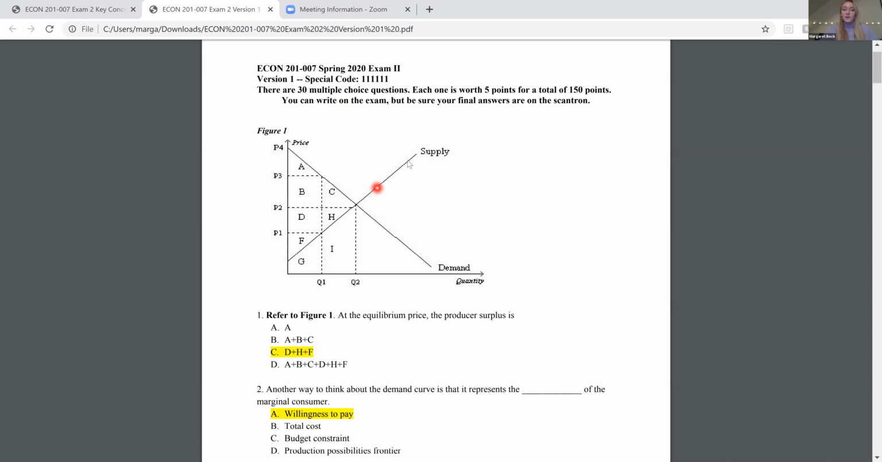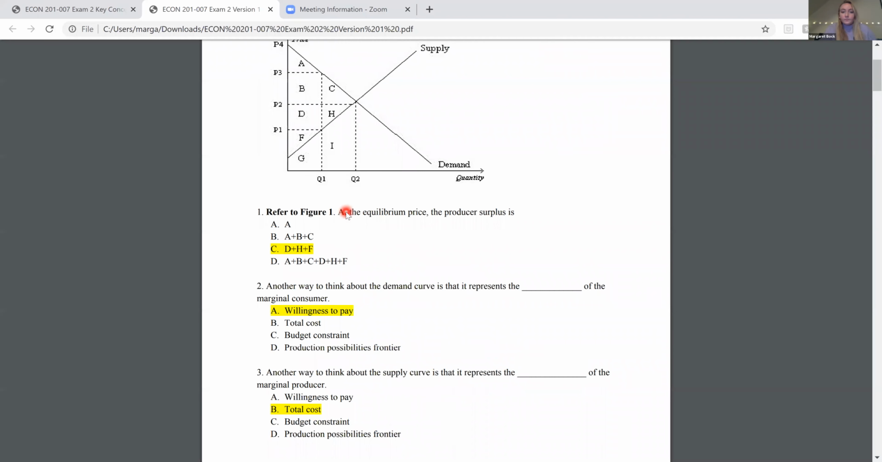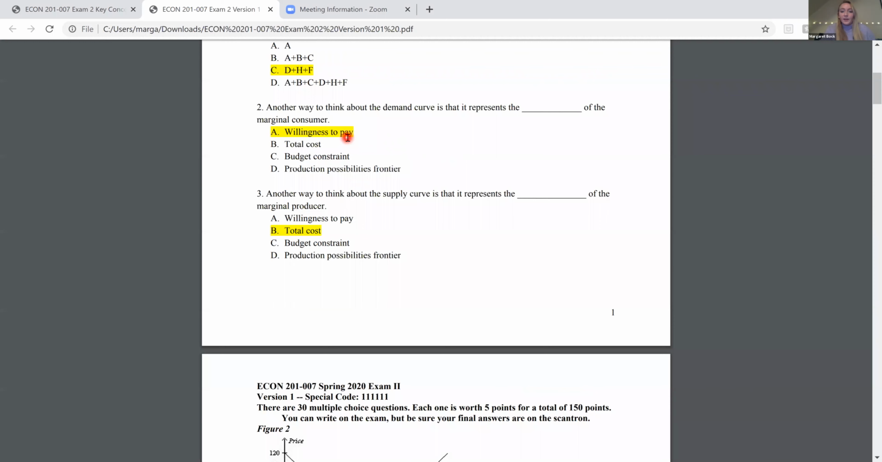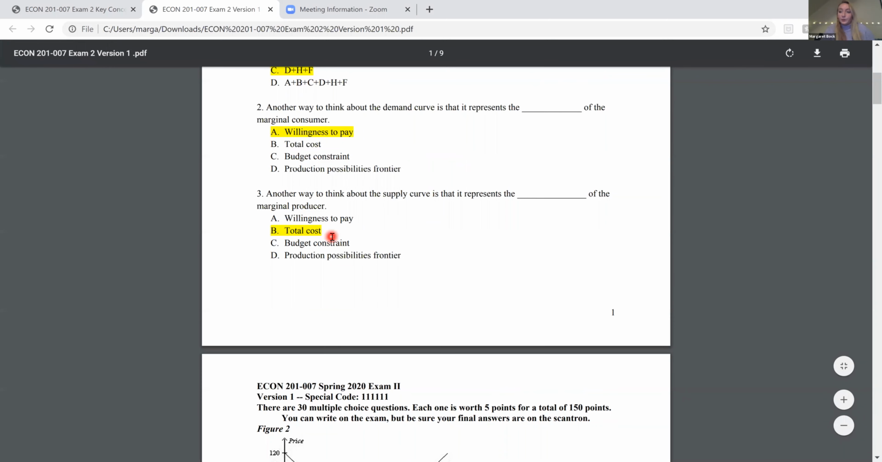These producers up here are not going to be making this good or service because their marginal total costs are too high compared to the price that they're willing or able to charge in this supply and demand model. So demand curve, willingness to pay, supply curve, marginal total cost.